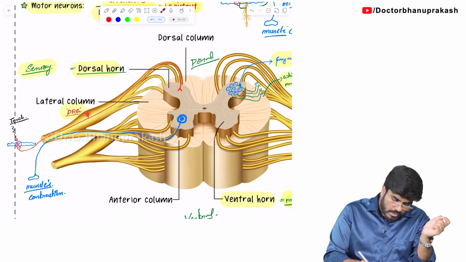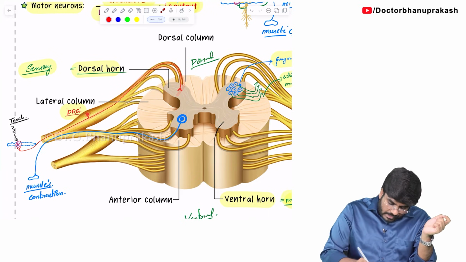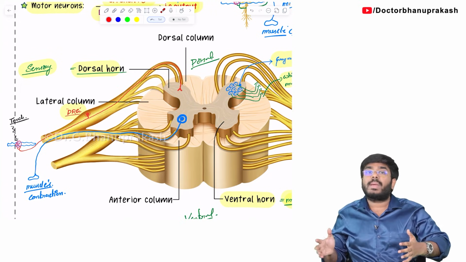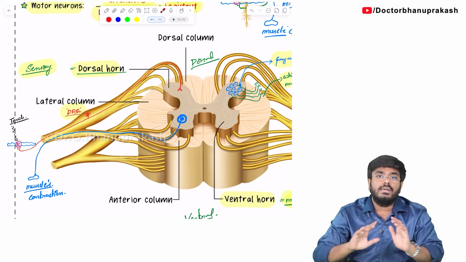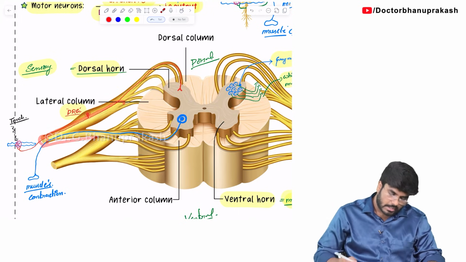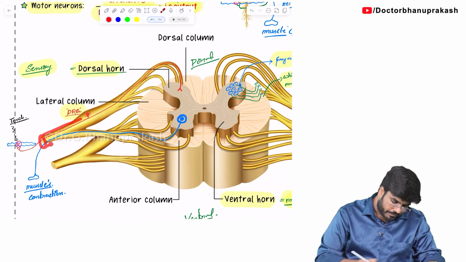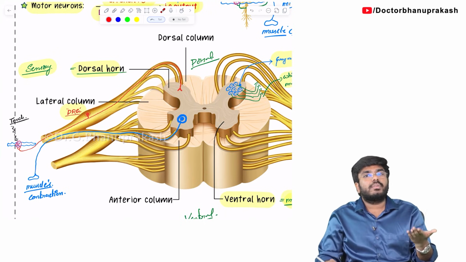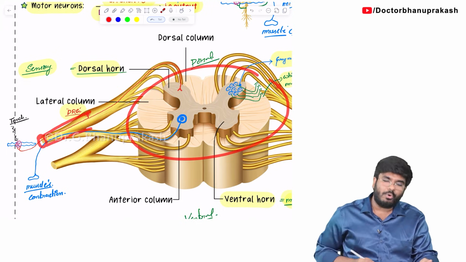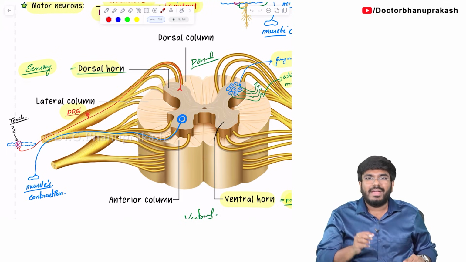Now tell me, the dorsal roots from the posterior side and the ventral roots from the anterior side are coming together and forming this one single structure. You have to tell me what this structure is. That's nothing but your spinal nerve. So, here is your spinal nerve. From the spinal cord, what is coming? That's the spinal nerve. Have I taught you?